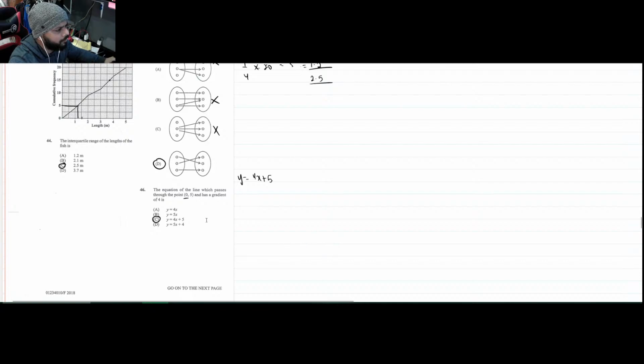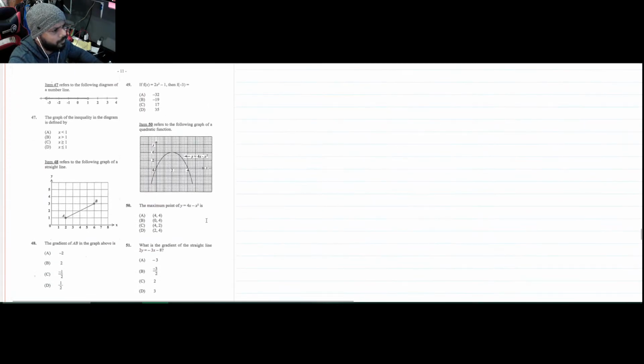See? The graph of the inequality in the diagram: x is less than 1. It's an open circle in the less than direction, so x is less than 1. The gradient of AB in the graph above is, you can either use the formula y2 minus y1 over x2 minus x1, or you can use rise over run. So the rise here is, what is that? 2, and the run is 1, 2, 3, 4. 2 over 4, which is a half. And the gradient is in this direction, so it's positive half.